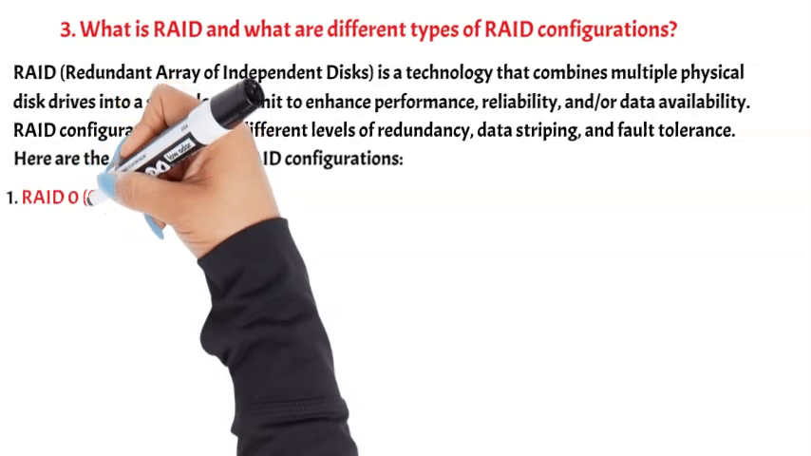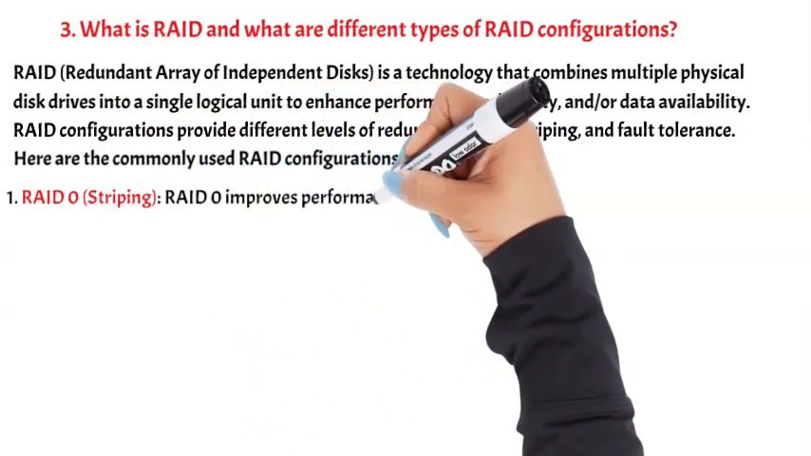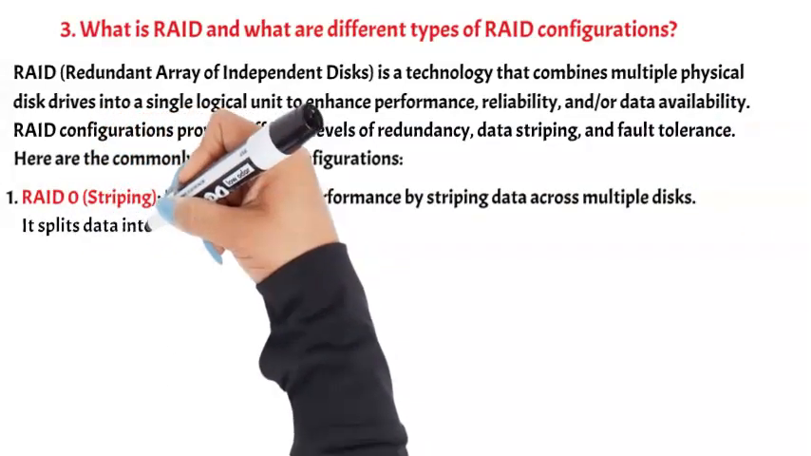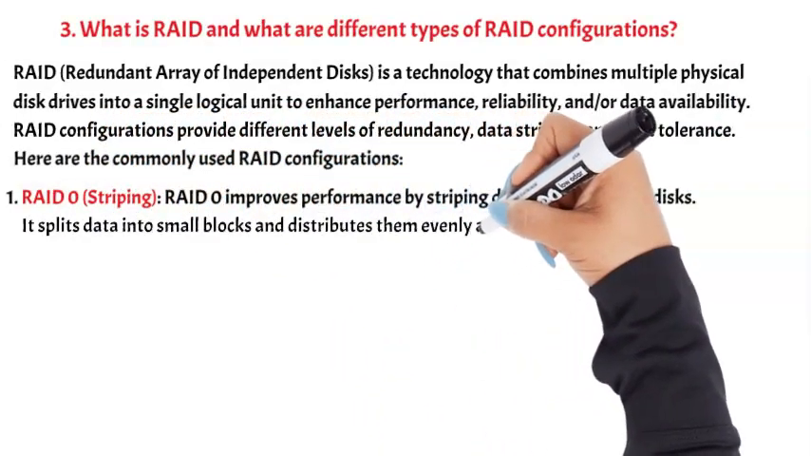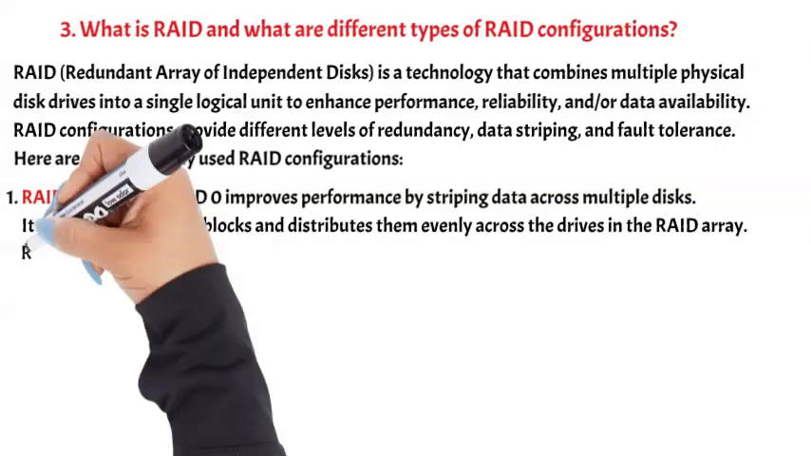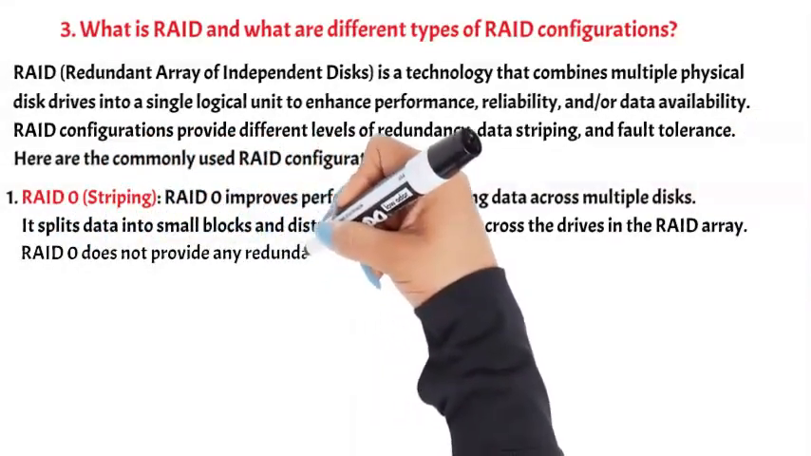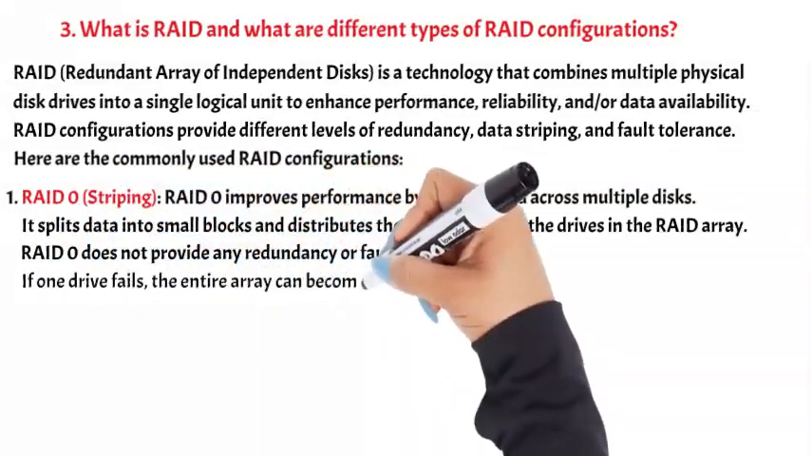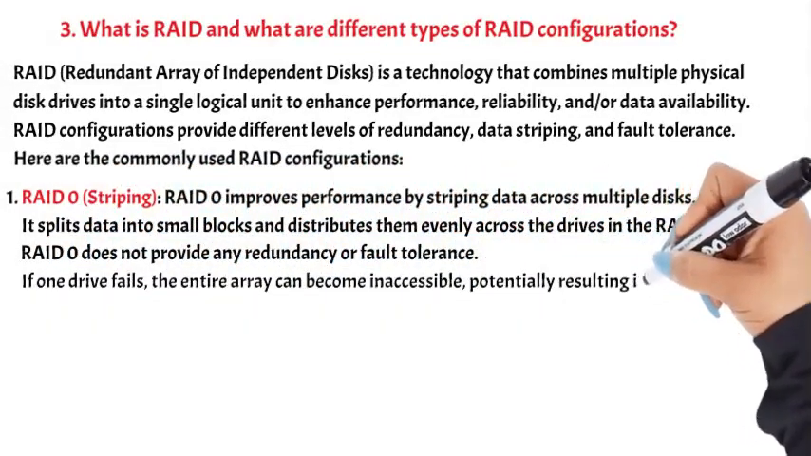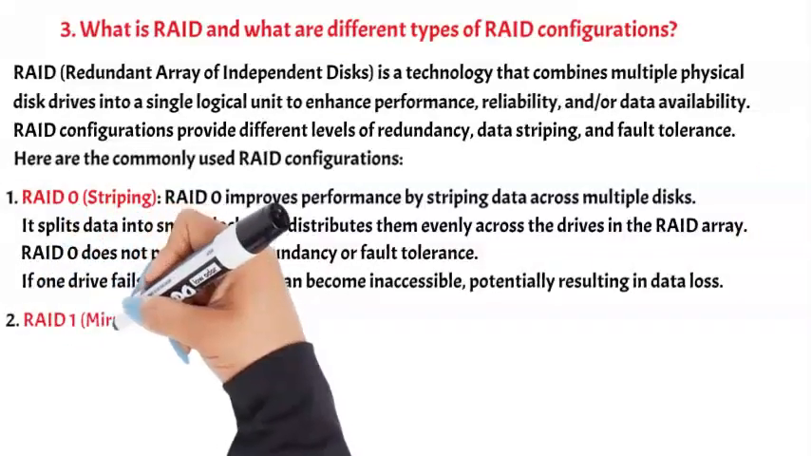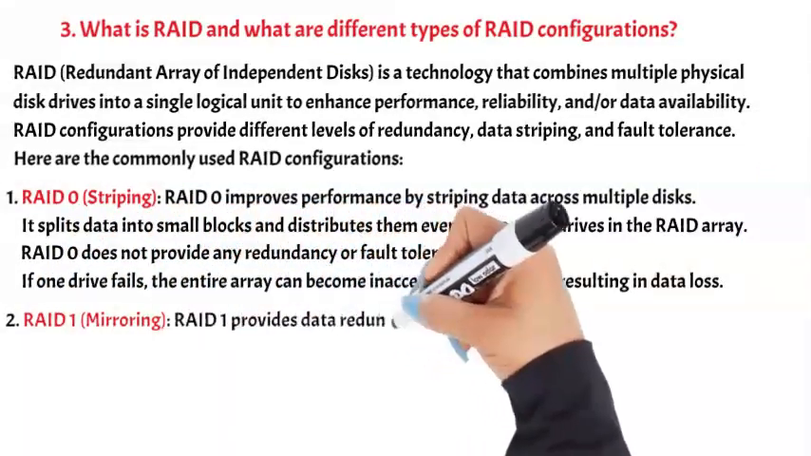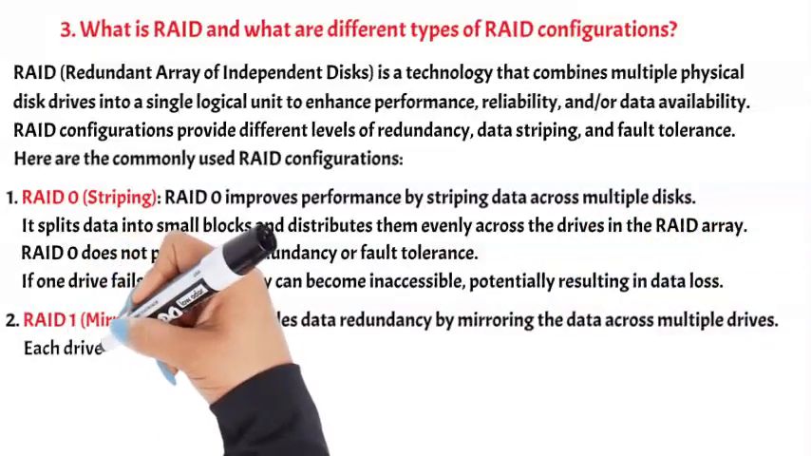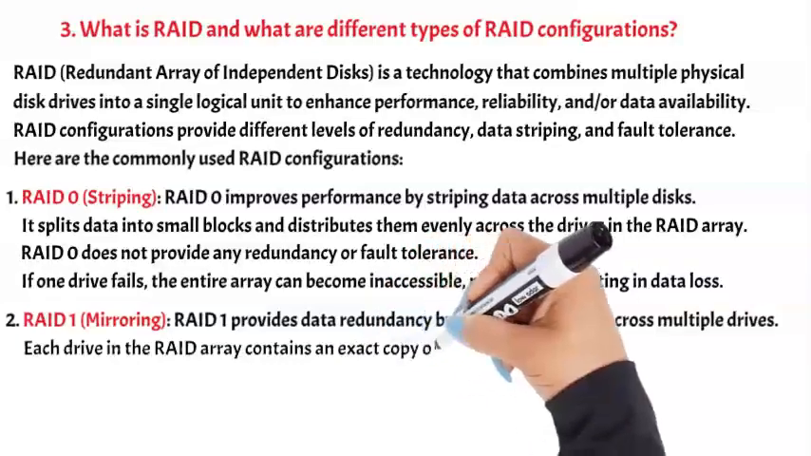1. RAID 0, striping. RAID 0 improves performance by striping data across multiple disks. It splits data into small blocks and distributes them evenly across the drives in the RAID array. RAID 0 does not provide any redundancy or fault tolerance. If one drive fails, the entire array can become inaccessible, potentially resulting in data loss. 2. RAID 1, mirroring. RAID 1 provides data redundancy by mirroring the data across multiple drives. Each drive in the RAID array contains an exact copy of the data.